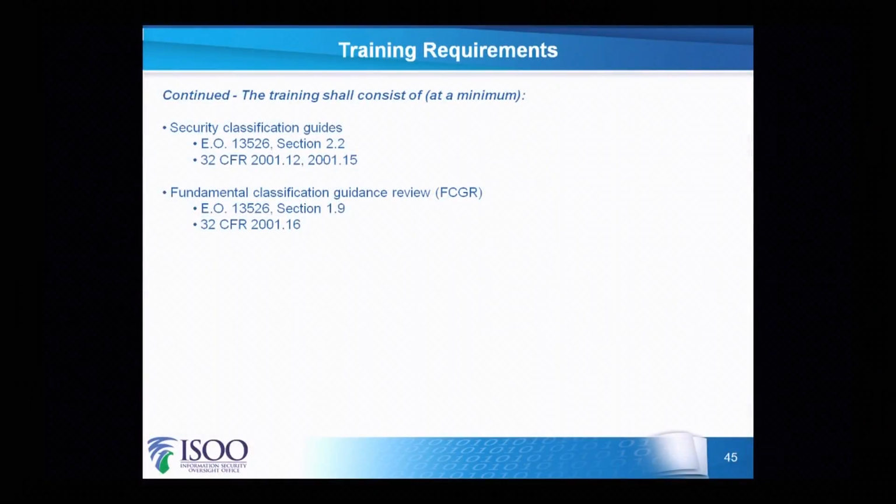Security classification guides are always fun. They're not the easiest thing to write, but they are necessary. This is basically a record of the original classification decisions that have been made in your agency. They outline the elements of information that need to be classified. In some cases, they also identify the information that is unclassified. The guide should tell you how long you keep it classified and at what level you keep it classified. So they should be specific, they should be focused, and they should be updated regularly.